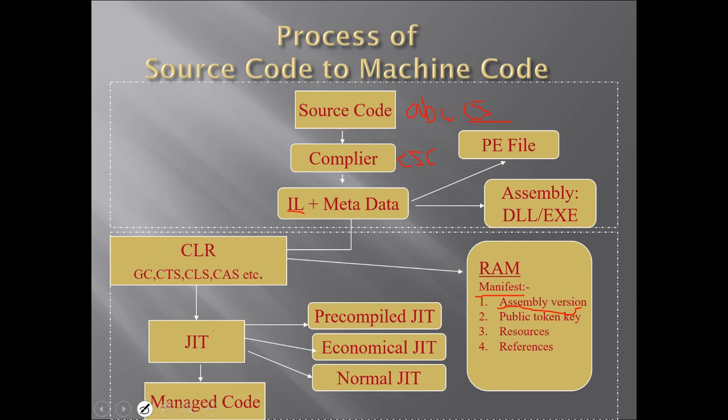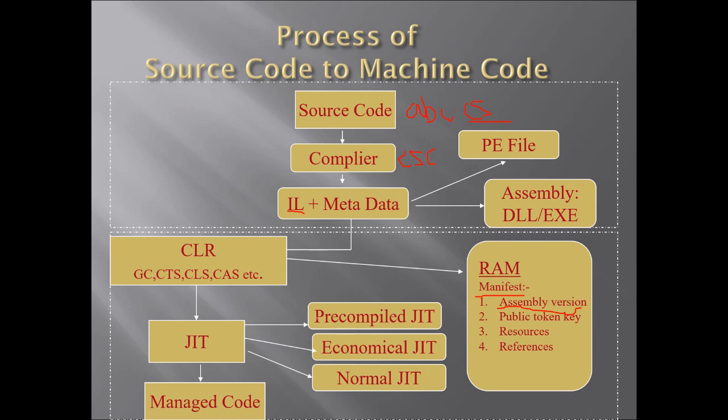In the JIT process, as you can see, there are three major components I included here. The first one is the pre-compiled JIT, the second one is the economical JIT, and the third one is the normal JIT. Why do we mention that? Because the JIT process, as we know, is very fast. Why is the JIT process very fast? Because of these three components.